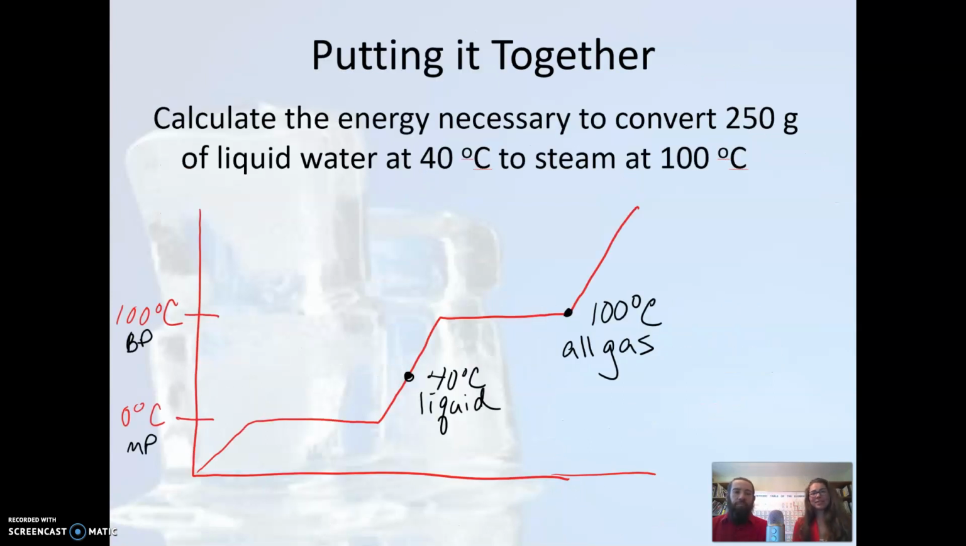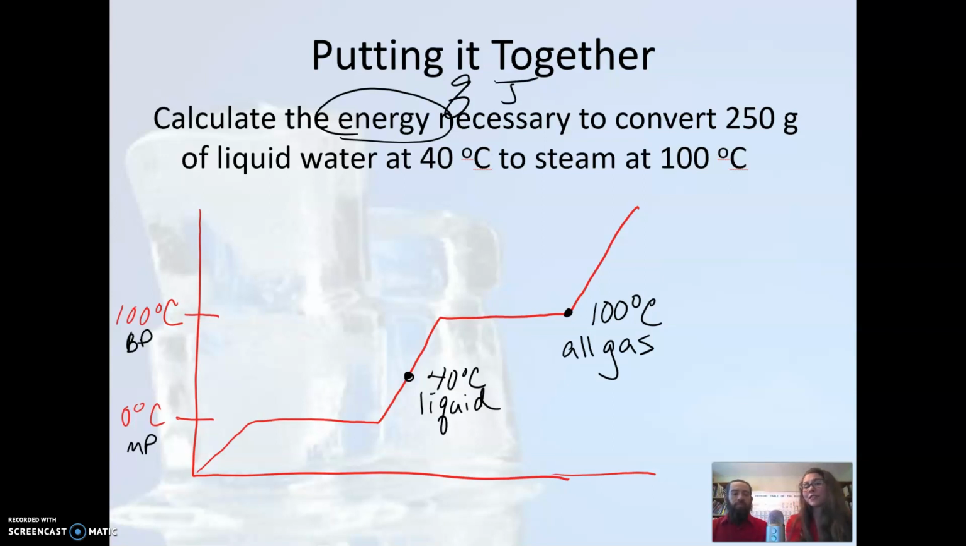All right, putting it together. We've talked about how to calculate when one substance is changing temperature, and that's Q equals mc delta T. That was a previous lecture. And now we've talked about how to calculate Q for a phase change. Now this question is saying calculate the energy. Energy means Q. Energy means joules or kilojoules. Okay, I want you to start thinking about that.